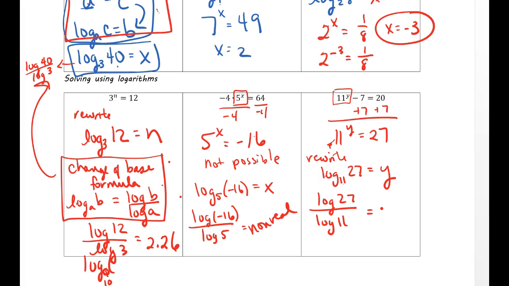Okay, what do we get? Log of 27 divided by log of 11. 1.37. So once again, I was off. Okay, 1.37. But that's what we're getting.